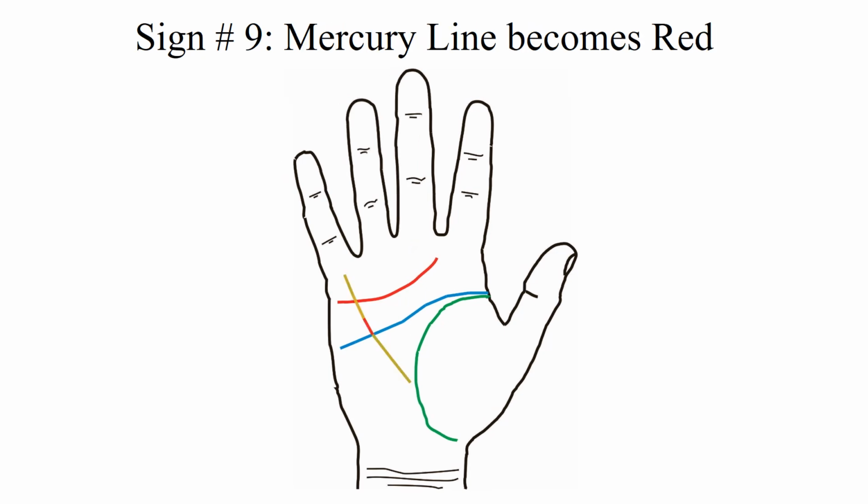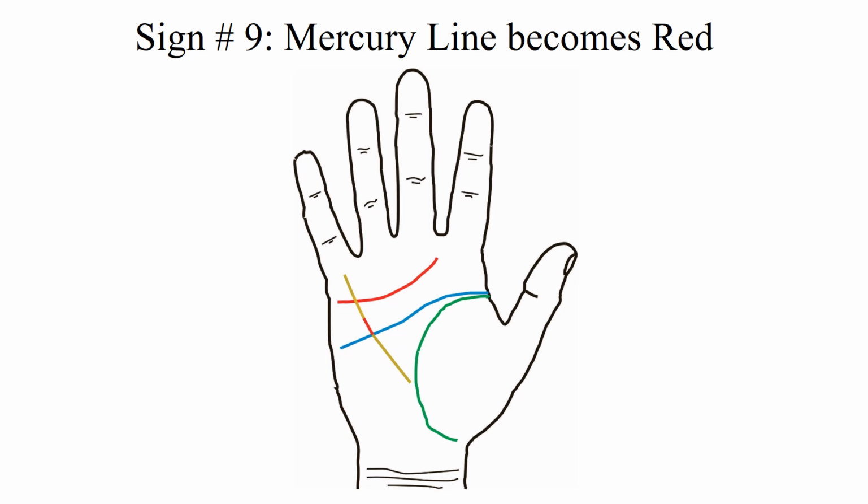Sign number 9. Mercury line becomes red. The mercury line is not imprinted on every palm. The mercury line reveals, among others, the health conditions. When the mercury line is observable on the palm, the health conditions would be interpreted in relation to the conditions of the line. A defective mercury line would reveal a bad health condition.